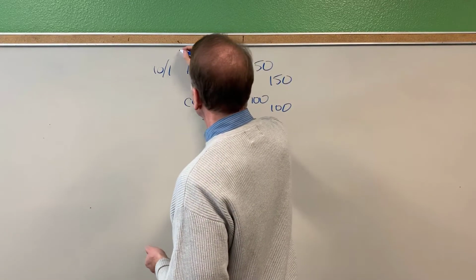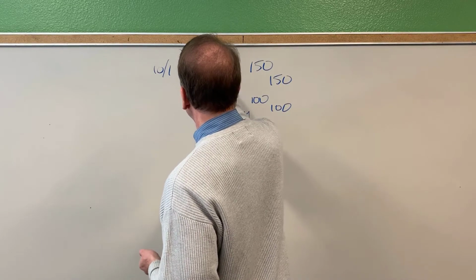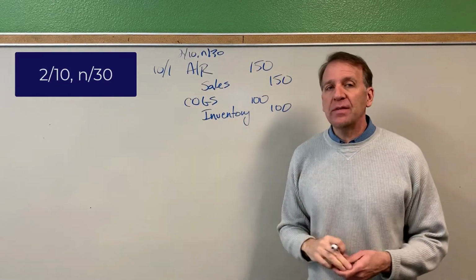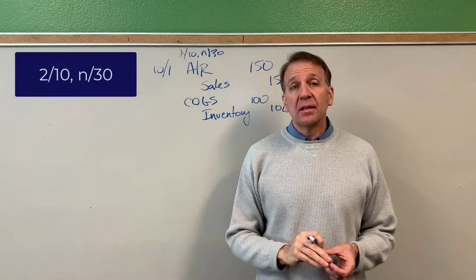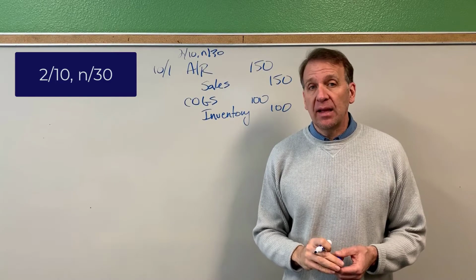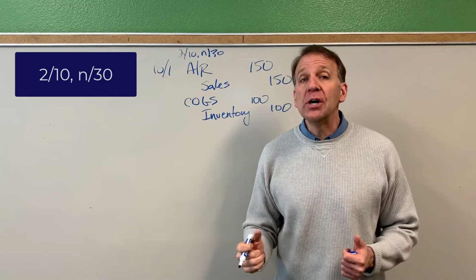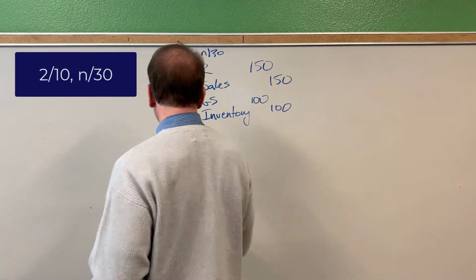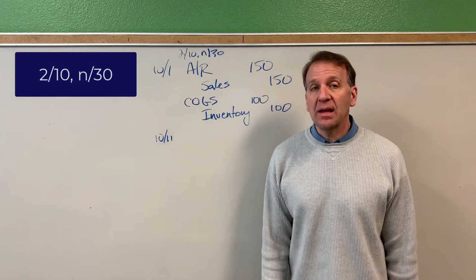The credit terms, I'm going to write them up here, were 2/10, net 30. So hopefully you remember from our previous video, that means that the buyer will get a 2% discount if they pay within 10 days. But the whole thing's due in 30 days. Let's say that they pay us on the 11th. So within 10 days, they're now paying us.